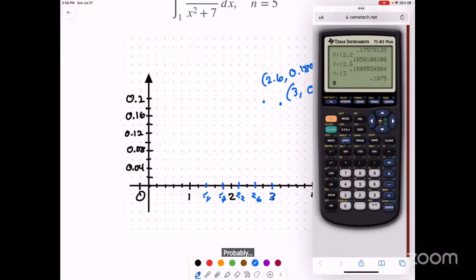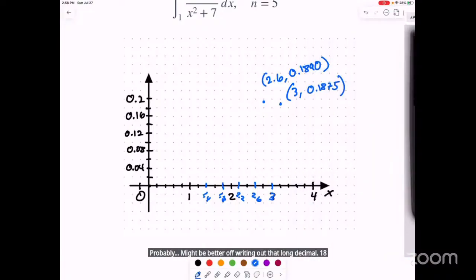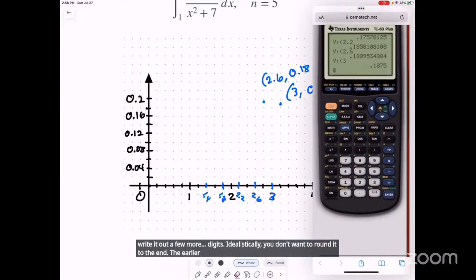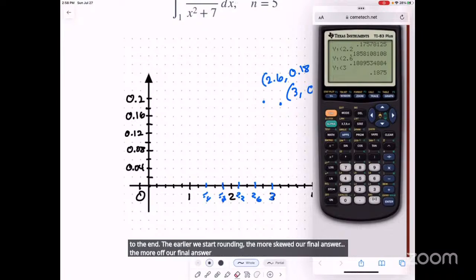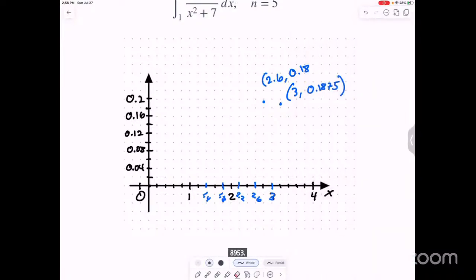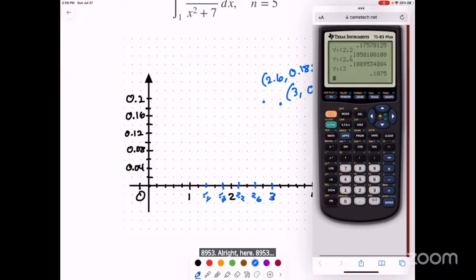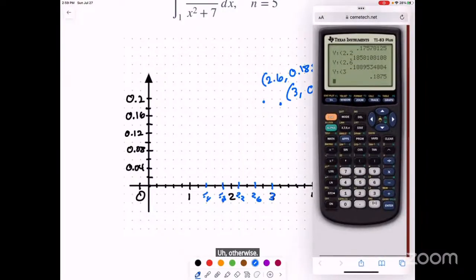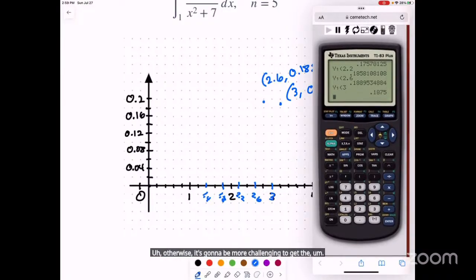Probably might be better off writing out that long decimal, 0.1889.53, or write it out a few more digits. Ideally, you don't want to round it too early. The earlier we start rounding, the more skewed our final answer, the more off our final answer will be. So along the way, if we're not going to have an exact result, it's best to write out the long decimal and only round at the very end. Otherwise, it's going to be more challenging to get the correct answer. But I'm probably still going to round.